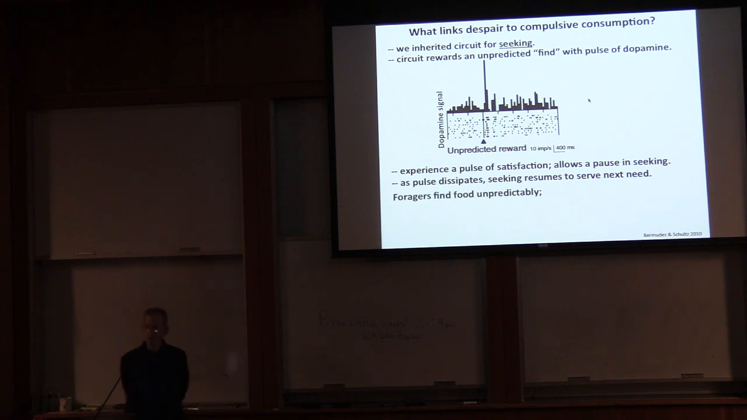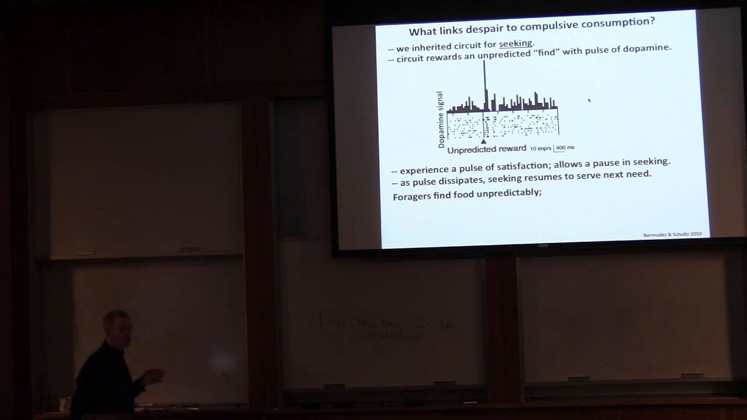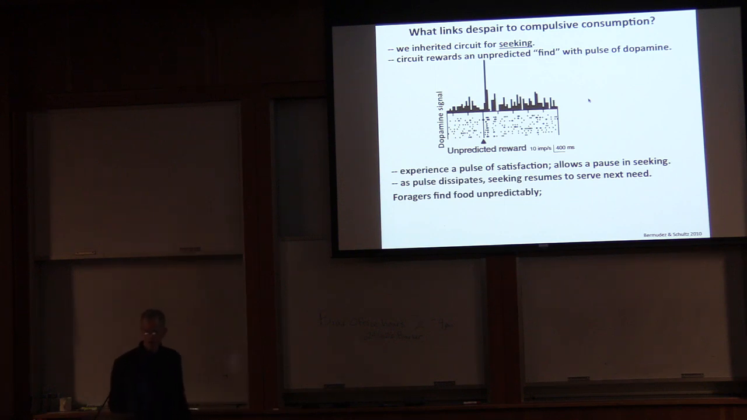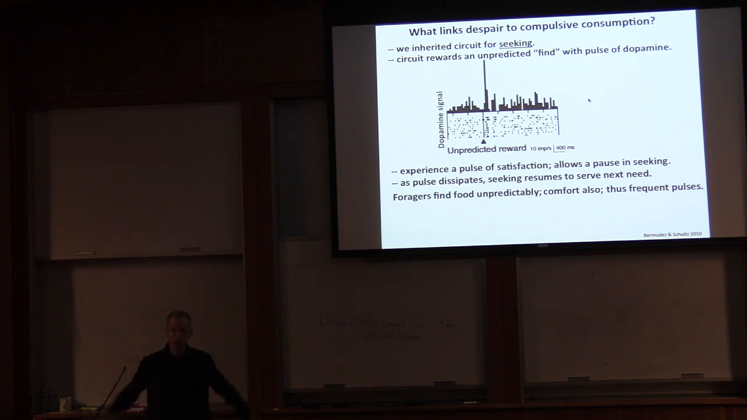Now, foragers find food. There's still some that exist in the world. They find food unpredictably. You find a rabbit or a root or a berry, and each one you get a pulse of dopamine. They found comfort unpredictably. You find a dry cave, a warm fire, you get a pulse of dopamine. So they have all the frequent small pulses of dopamine, and their mean level of dopamine is pretty low, but it's enough to keep them from going crazy.